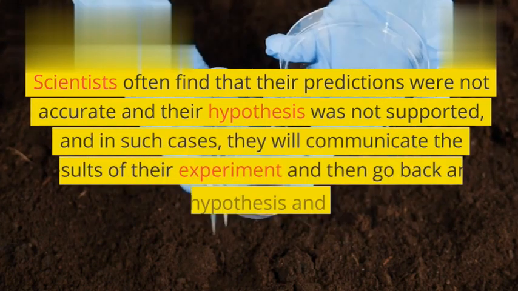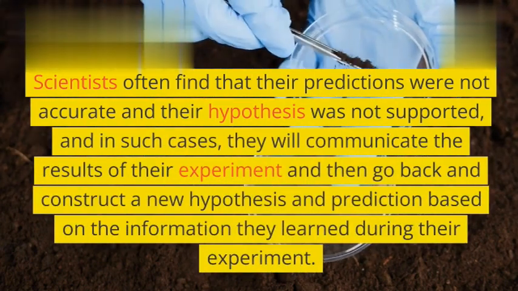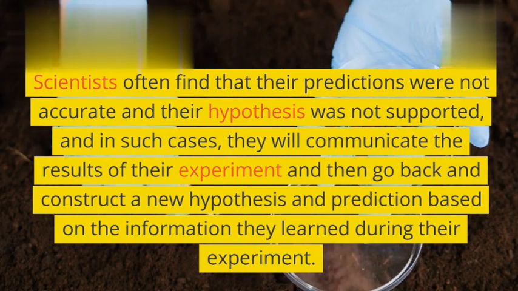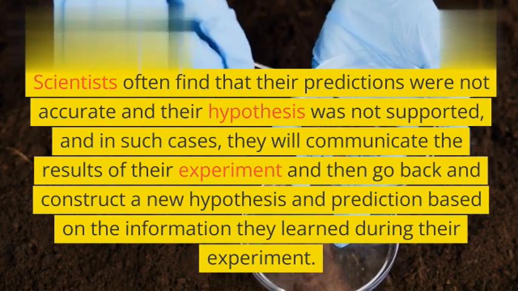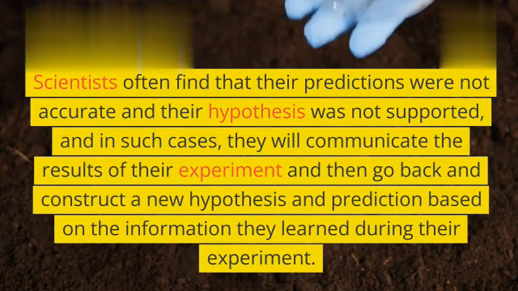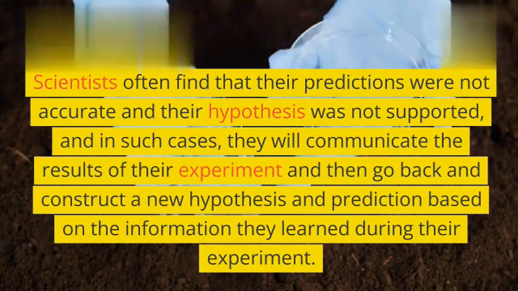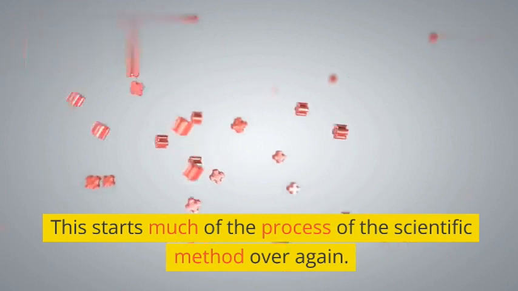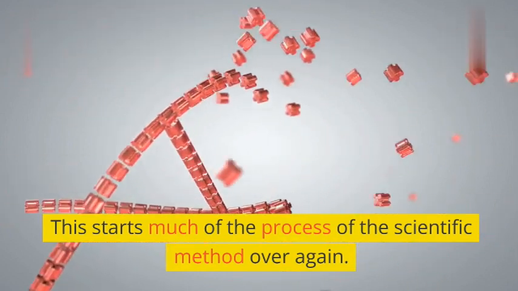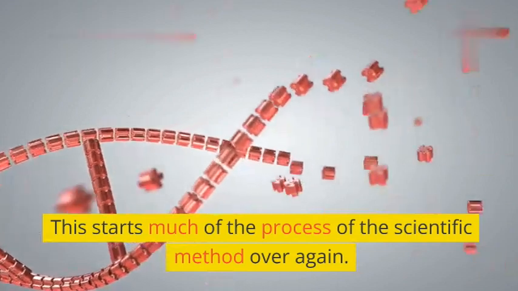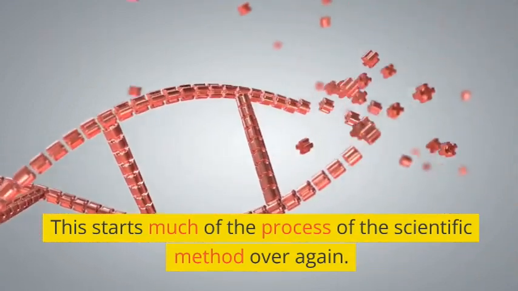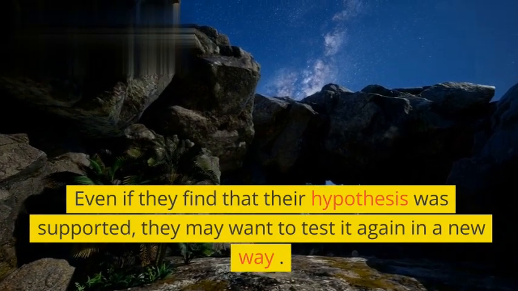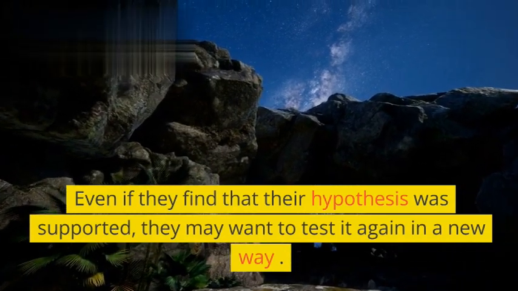Scientists often find that their predictions were not accurate and their hypothesis was not supported, and in such cases, they will communicate the results of their experiment and then go back and construct a new hypothesis and prediction based on the information they learned during their experiment. This starts much of the process of the scientific method over again. Even if they find that their hypothesis was supported, they may want to test it again in a new way.